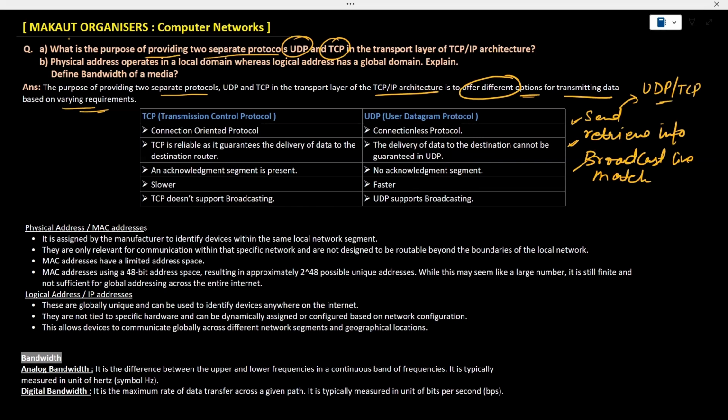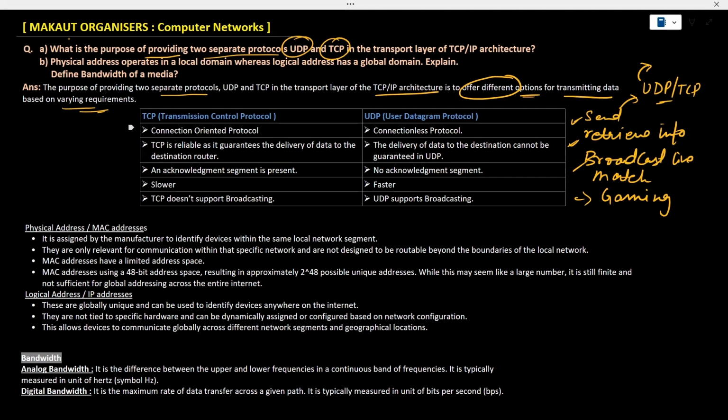Basically, UDP is used when we are not worried if some frames or some packets are lost. That means if we are watching a live stream and if some frames are lost, we will not be worried about that. So in such cases we use UDP, like gaming. When we are gaming, in that also we use UDP. Let's see a few differences.